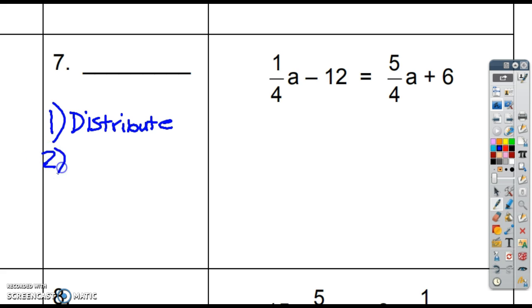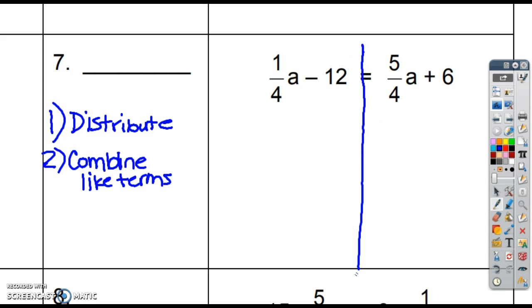The next thing you always want to do is check to see if there's anything you can combine, any like terms. On this side, we can't combine 1/4 a minus 12, and on this side, 5/4 a plus 6. And I forgot to draw the line. The line always goes through the equal sign to separate our sides. So there's nothing to combine.